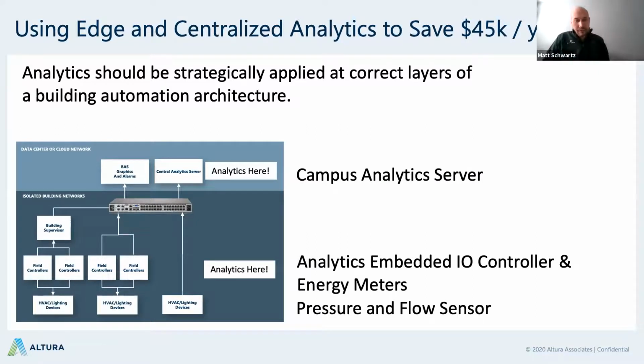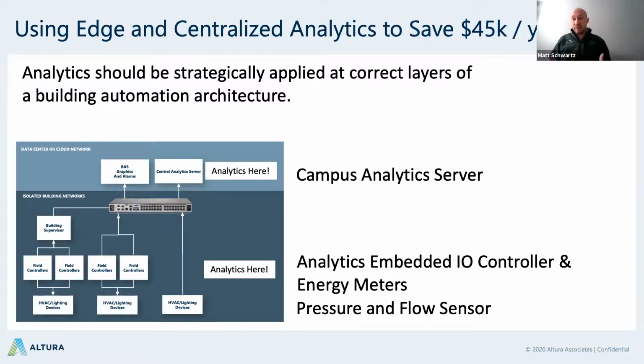So for this project, we're going to use a campus analytics server. We're going to use an analytics embedded IO controller, courtesy of ALPER, who's on the panel here. The analytics we used was SkySpark Analytics. And then we bought generic pressure and flow sensors and tied those to our IO controllers and went in and strategically picked monitoring points across the campus to measure power, flow, and pressure of this compressed air system.